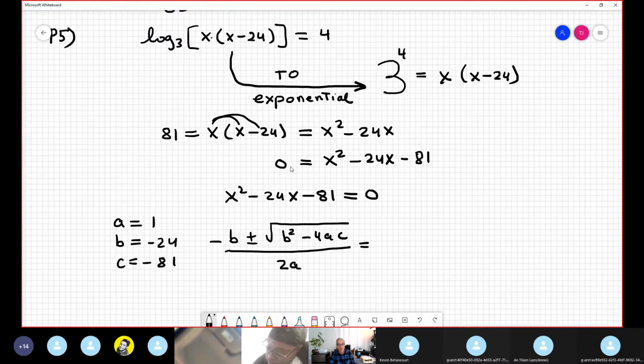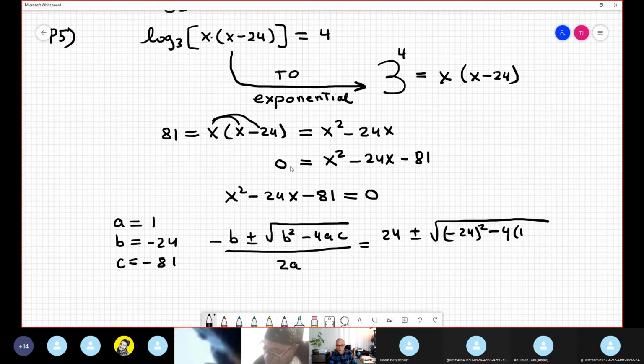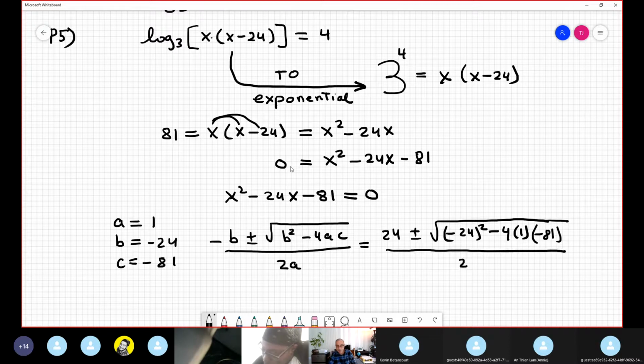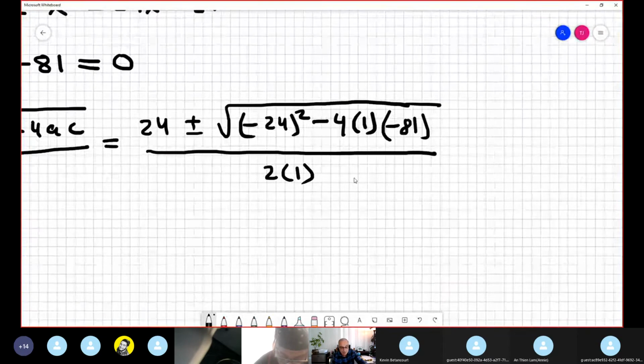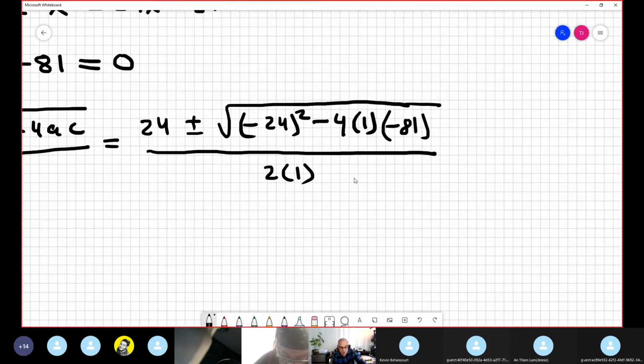So we have minus of the negative, it's a positive 24, right? Double negative. Plus and minus, square root of negative 24 squared, minus 4 times 1 times negative 81, divided by 2 times 1, because A is 1. Okay, now we're focusing on the expression inside the radical. Of course, we're using a calculator because it's complicated by hand, and arithmetic is not our problem now. We focus on this.